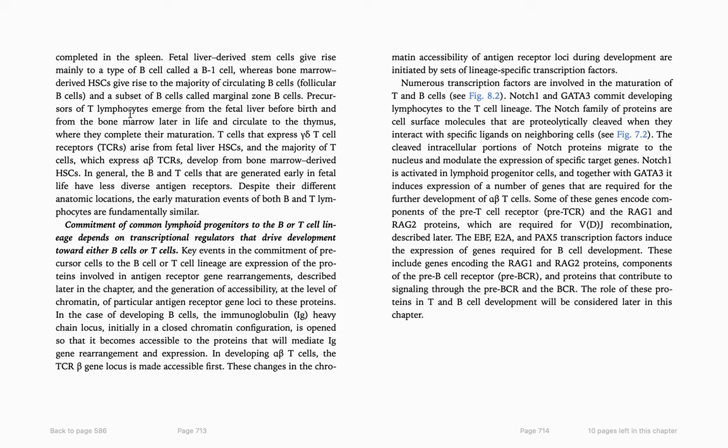Precursors of the T lymphocytes emerge from fetal liver before birth and from the bone marrow later in life and circulate to the thymus, where they complete their maturation.